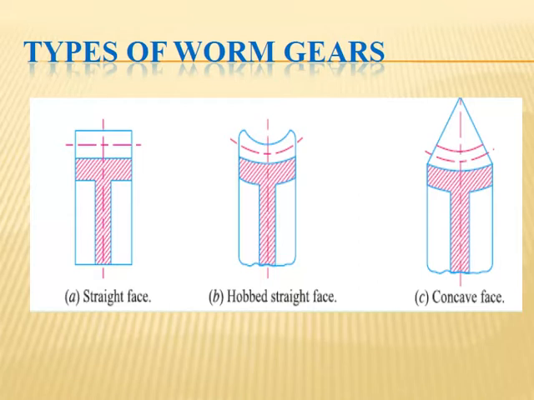These are the three worm gear types: a straight face, a hop straight face, and a concave face. Again, the manufacturing is easy for the A case, and manufacturing is complicated and costly for the C case. Okay.